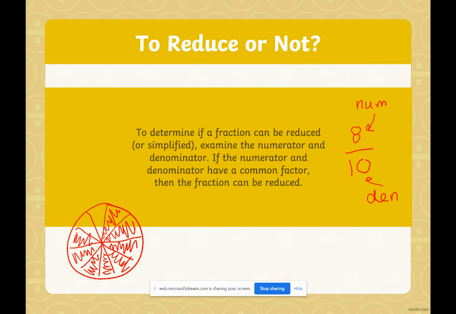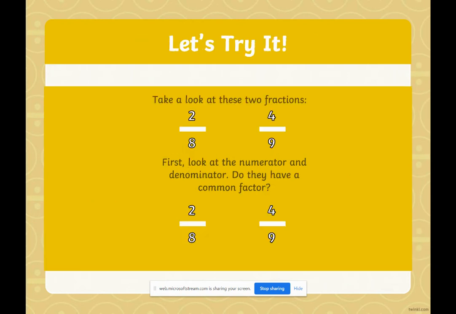This is what this fraction looks like over here. We've got 2 slices missing. So what they're saying is if the numerator and the denominator have a common factor, then your fraction can be reduced. So there actually is another way that we can write this fraction. We do have the 10 slices, but we can write this in a different way. We'll find out how to do that here.